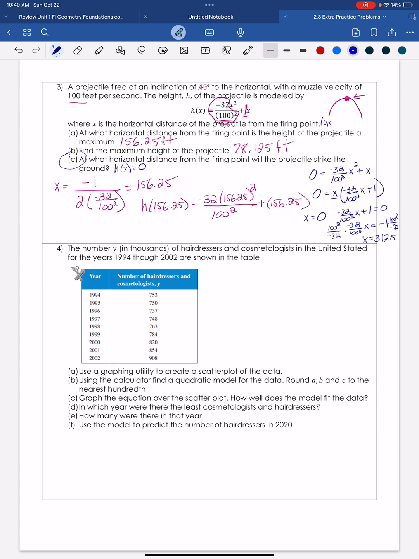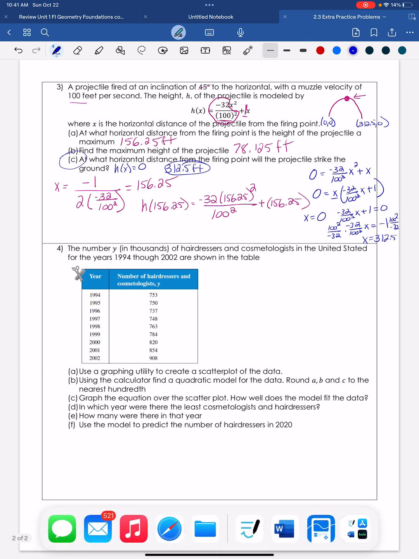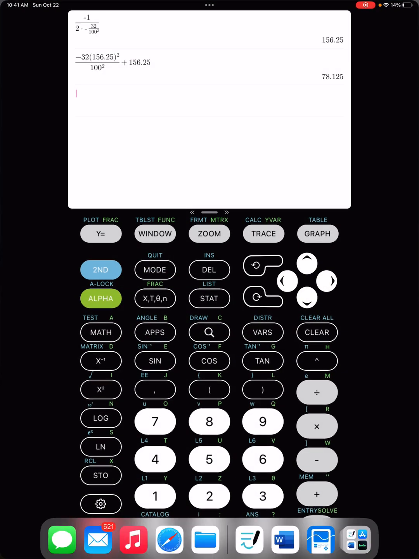So remember, my starting point is 0, 0, and then this is going to be 312.50. Okay. Last one is something we need to, let's just see if I can make this.